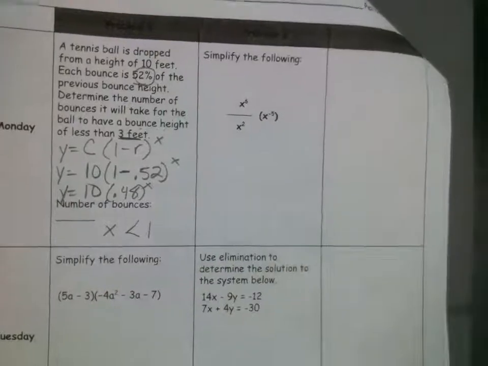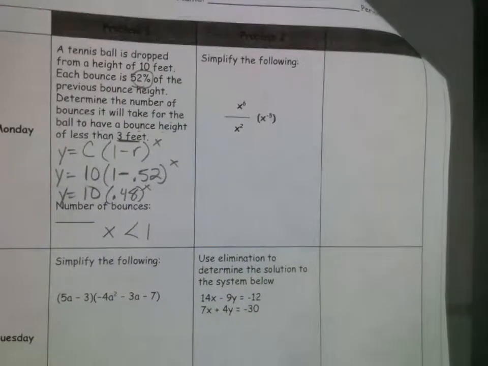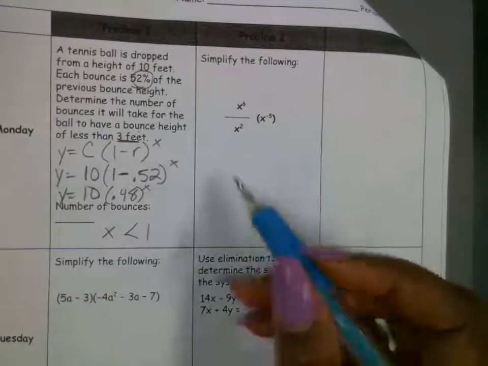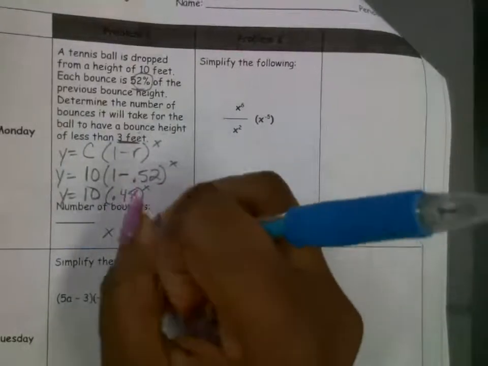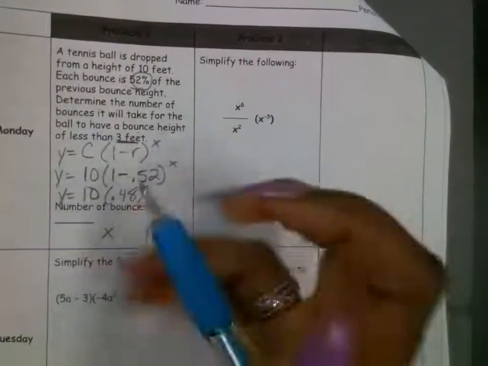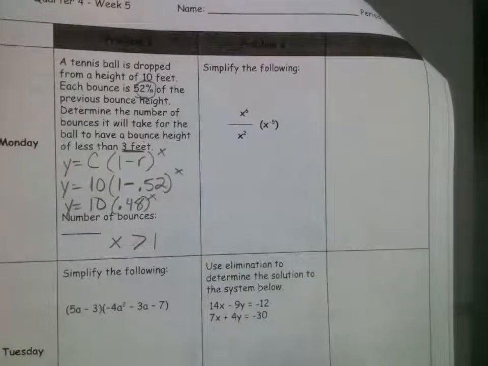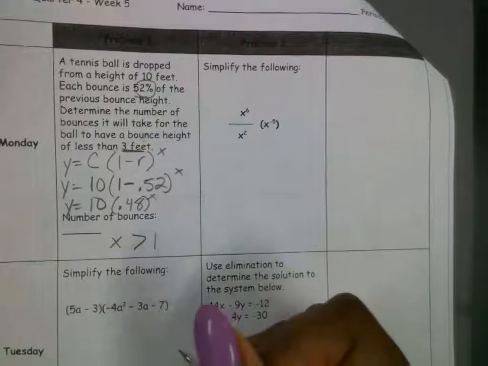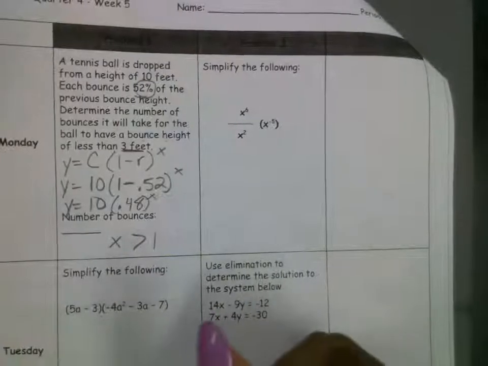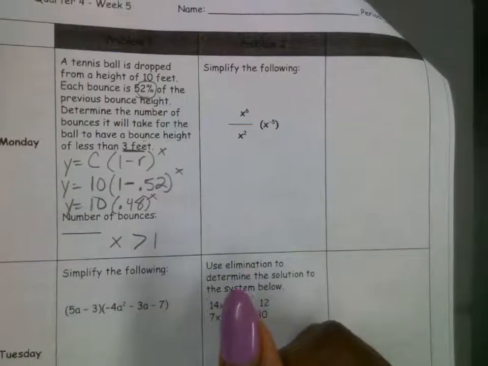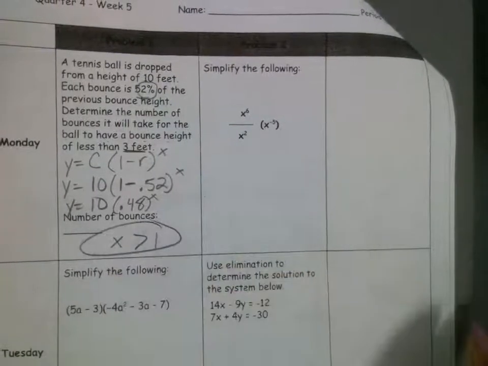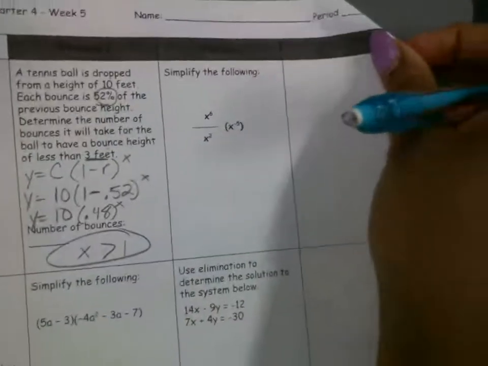Any questions about that? Or x is supposed to be greater than, isn't it? Sorry. X is greater than 1. My bad. Because x is going to be 2, 3, 4. It could be possibly 1 point, whatever. Yeah. 1 point something or another. Okay. All right, let's simplify.